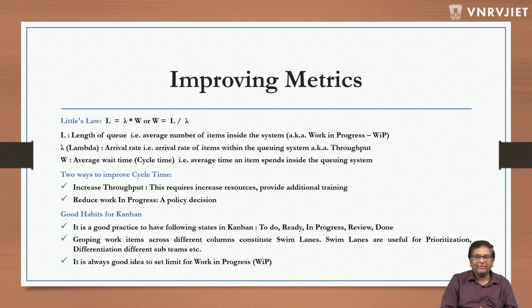Good habits for Kanban. It is good practice to have the following states in Kanban: to do, ready, in progress, review. That is recommended, but I haven't seen it much. Only 3 columns are there mostly, but this is a good recommendation.